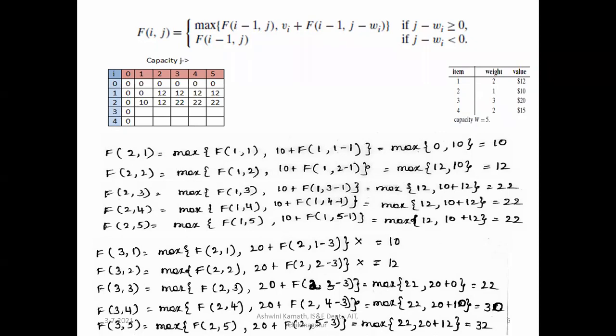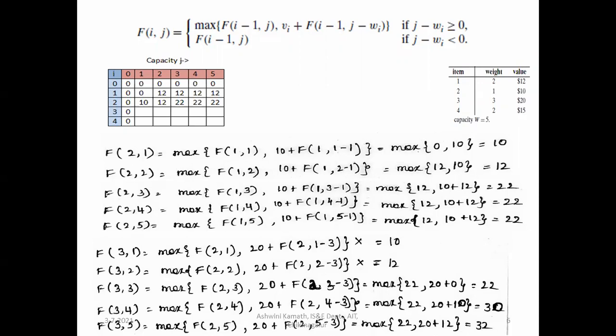So go for f of 3 comma 3, which is equal to maximum of f of 2 comma 3, which is equal to 22 comma 20. 20 is the value or profit of the third item. So 20 plus f of 2 comma 0. F of 2 comma 0 is 0. So among 22 and 20, the maximum value is 22. So f of 3 comma 3 will be equal to 22.